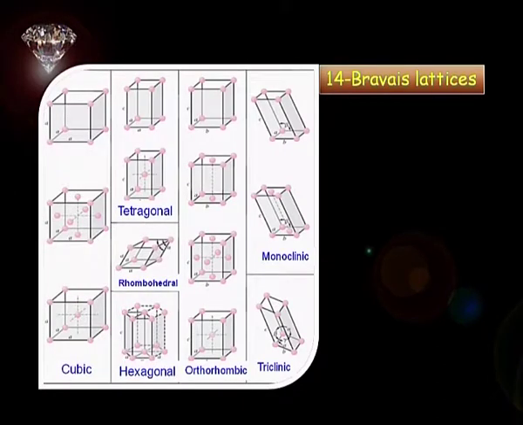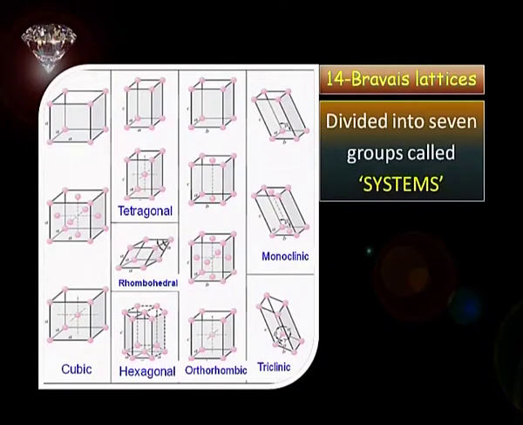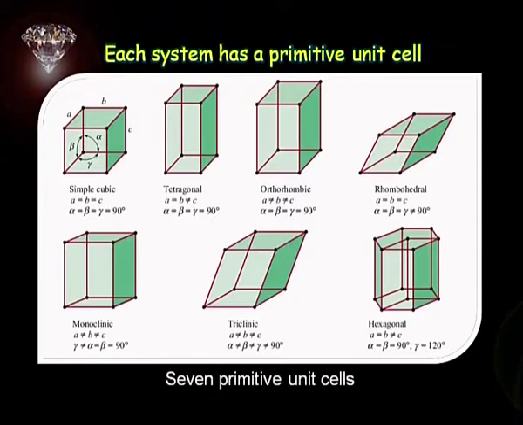Now, there are the 14 Bravais lattices, but what is important is that these 14 Bravais lattices are divided into 7 groups called systems. They happen to be cubic, tetragonal, rhombohedral, hexagonal, orthorhombic, monoclinic and triclinic. They are the same ones we had in the case of crystal systems as well. Since there are 7 such systems, each one of them will have a primitive unit cell. I am sure you remember that a primitive unit cell is the one wherein the lattice points are on the corners of the unit cell. So, accordingly there are 7 primitive unit cells, one for each of the systems.